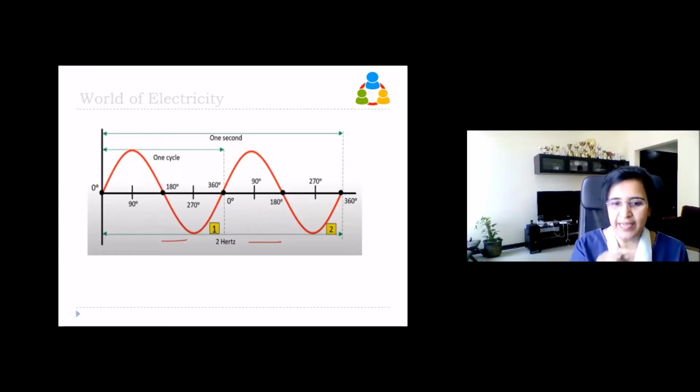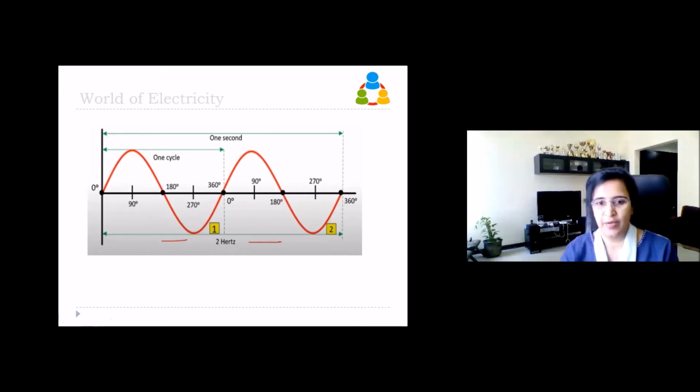So for example, in this one, in 1 second, you see 2 cycles. This is the first cycle, 0 to positive, negative, maximum, and 0. So this is one cycle, and this is the second cycle, and this happens within 1 second. So it is two cycles per second. Cycles per second, the unit for that is hertz. So for this one it is 2 hertz, because in 1 second there are 2 cycles.